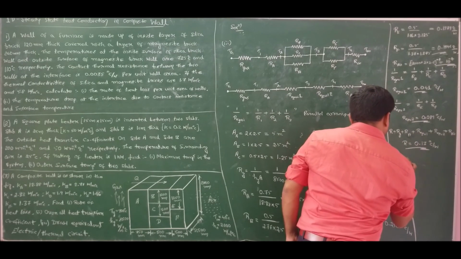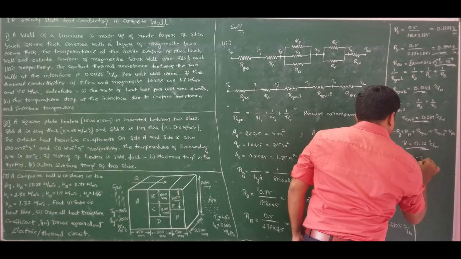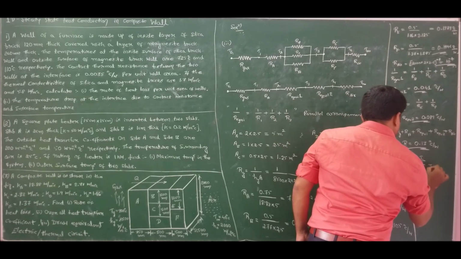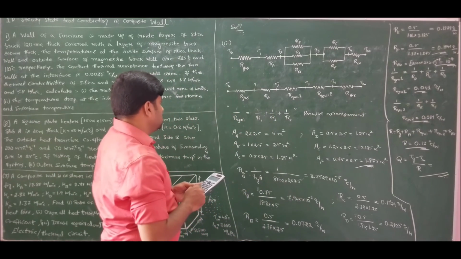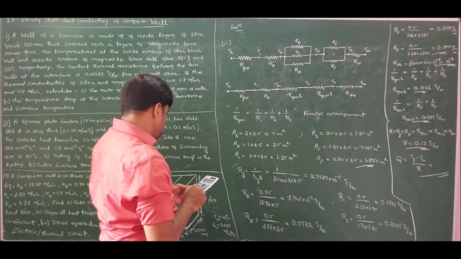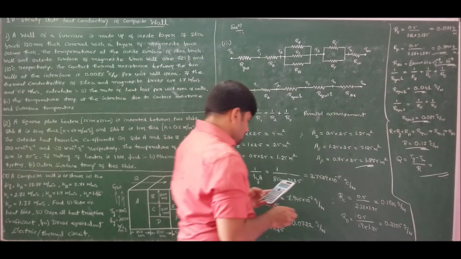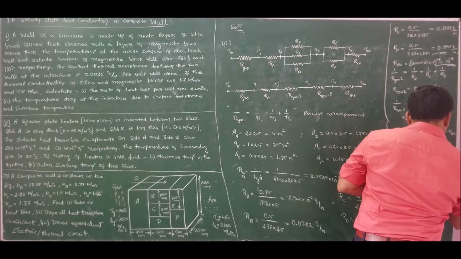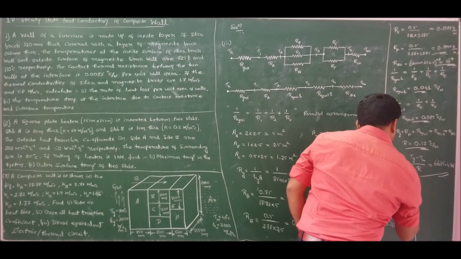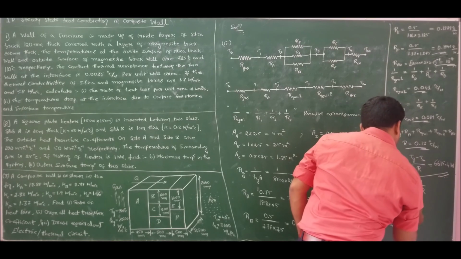So therefore Q is equal to T of gas minus T infinity by R. Which is turning out to be T of gas, 900 degrees Celsius, minus T of air, 40 degrees Celsius, divided by R, 0.13, which is 6,615.4 watts.